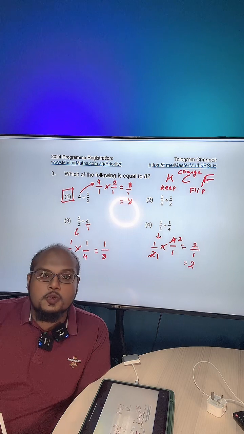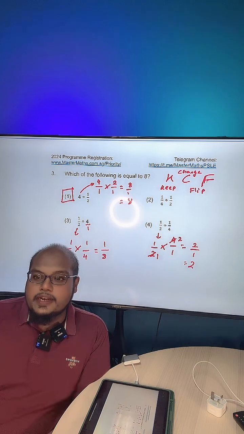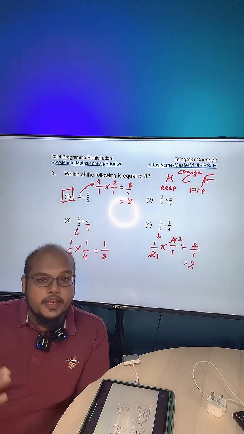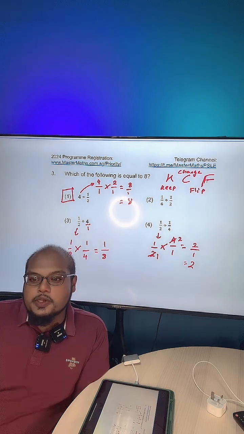I hope those who before today haven't learned how to divide by fractions, today you learn something new. And those who already learned, this is additional practice for you.